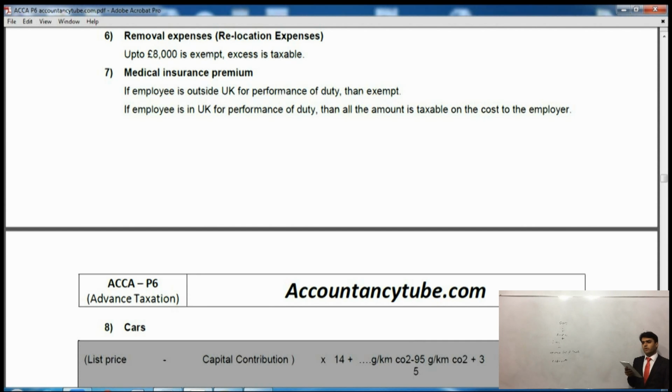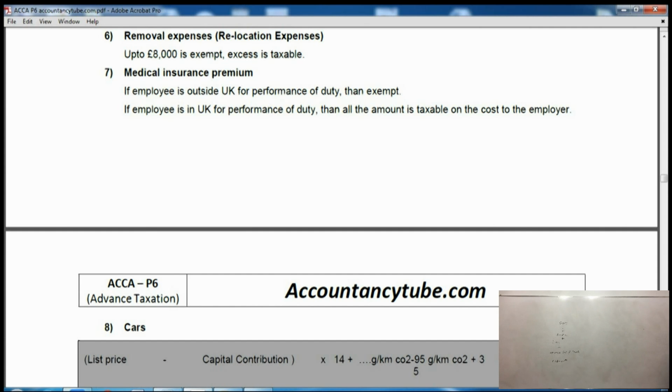Now if the employer has given you £8,000, then £8,000 is exempt, and the excess is taxable. Say for example it cost you, the employer gave you £15,000, so only £8,000 of it will be exempt, and £7,000 will be taxable. Right? That is called removal expenses.